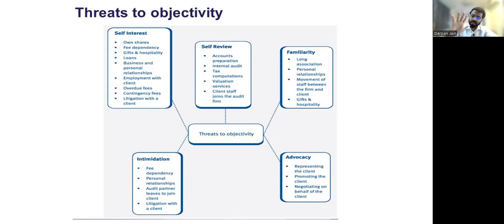There are 5 types of threats, and you have to remember these 5 types: self-interest, self-review, familiarity, intimidation, and advocacy. These are the types of threats: self-interest threat, self-review threat, familiarity threat, intimidation threat, and advocacy threat.